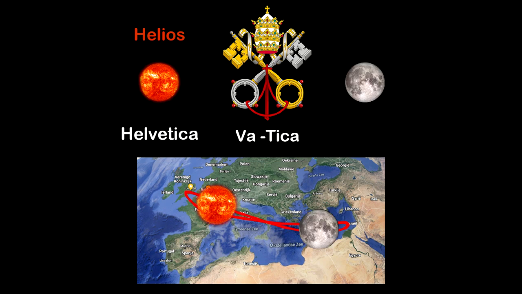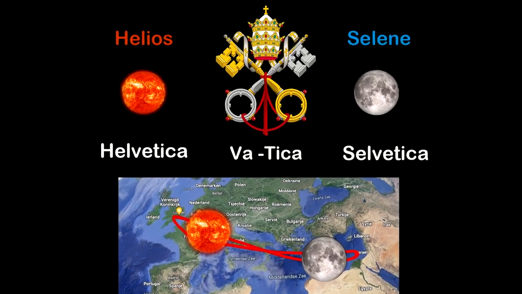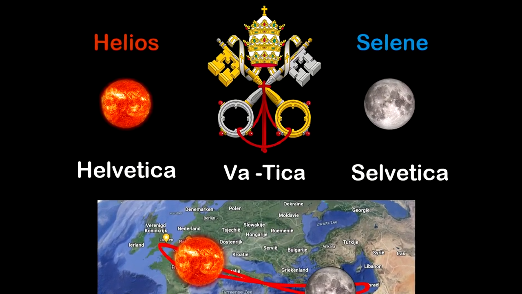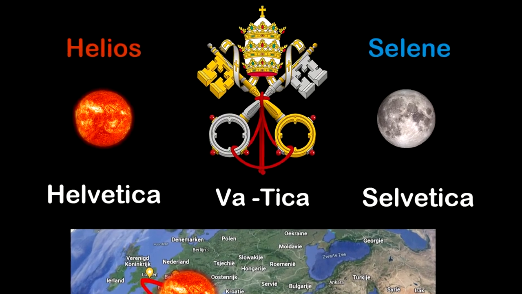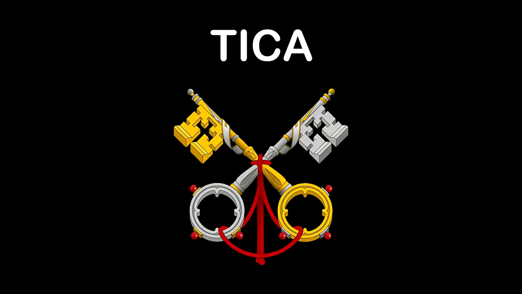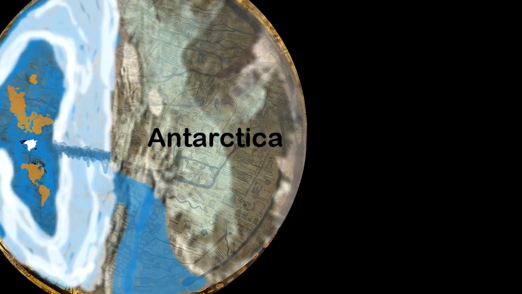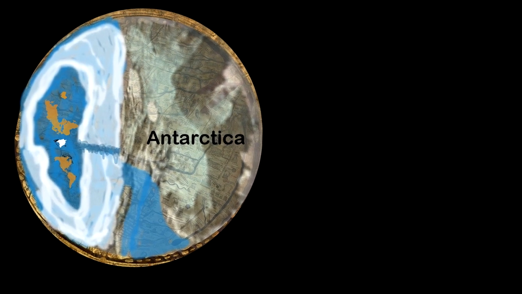The Greek word for moon is Selene. So I started to look for Selvetica or Luna Vatica. Well, without success. So I started to look for words ending on Tika. Then I realized the word Antarctica is ending on Tika. So what would it mean?